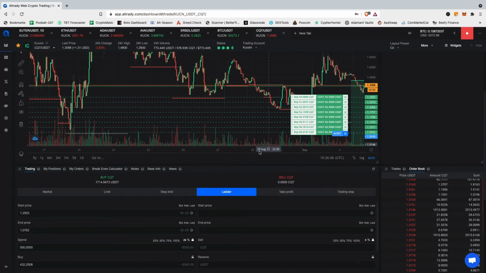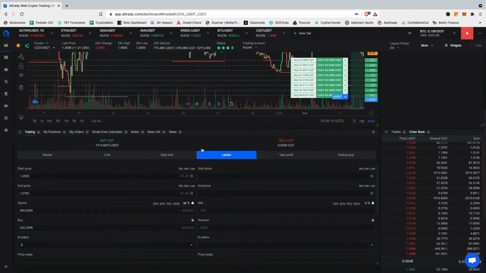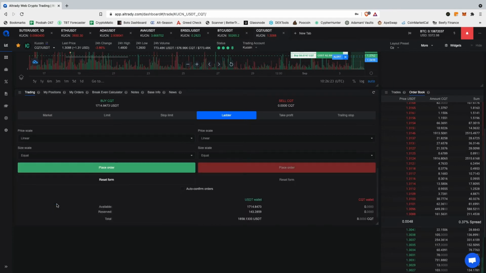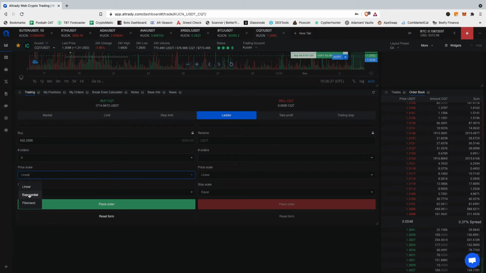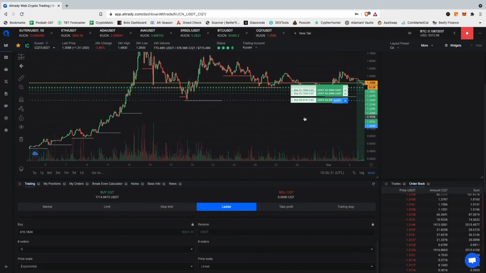What you see over here is that it places all of these orders layered from the price that I said, and you can see that all of them are the same price. So what you can do is go over here. They have this thing called a price scale, and you can make it exponential. See what happens when you make it exponential.